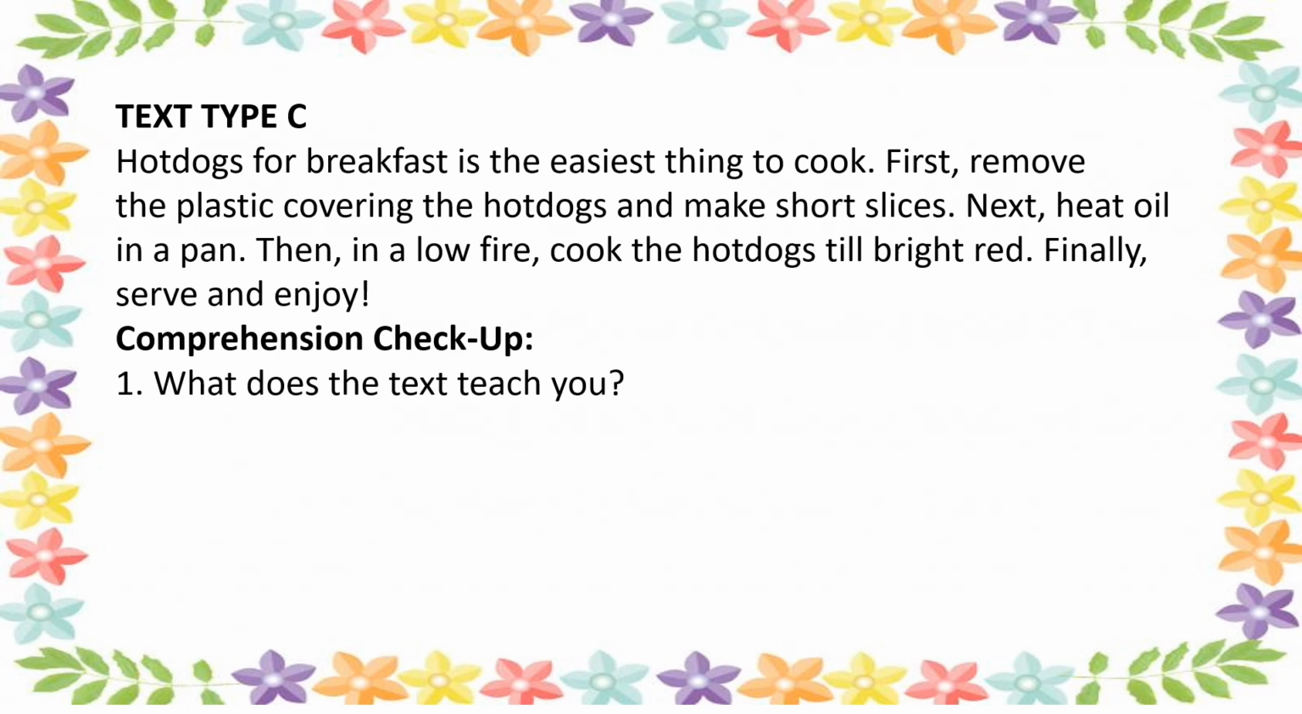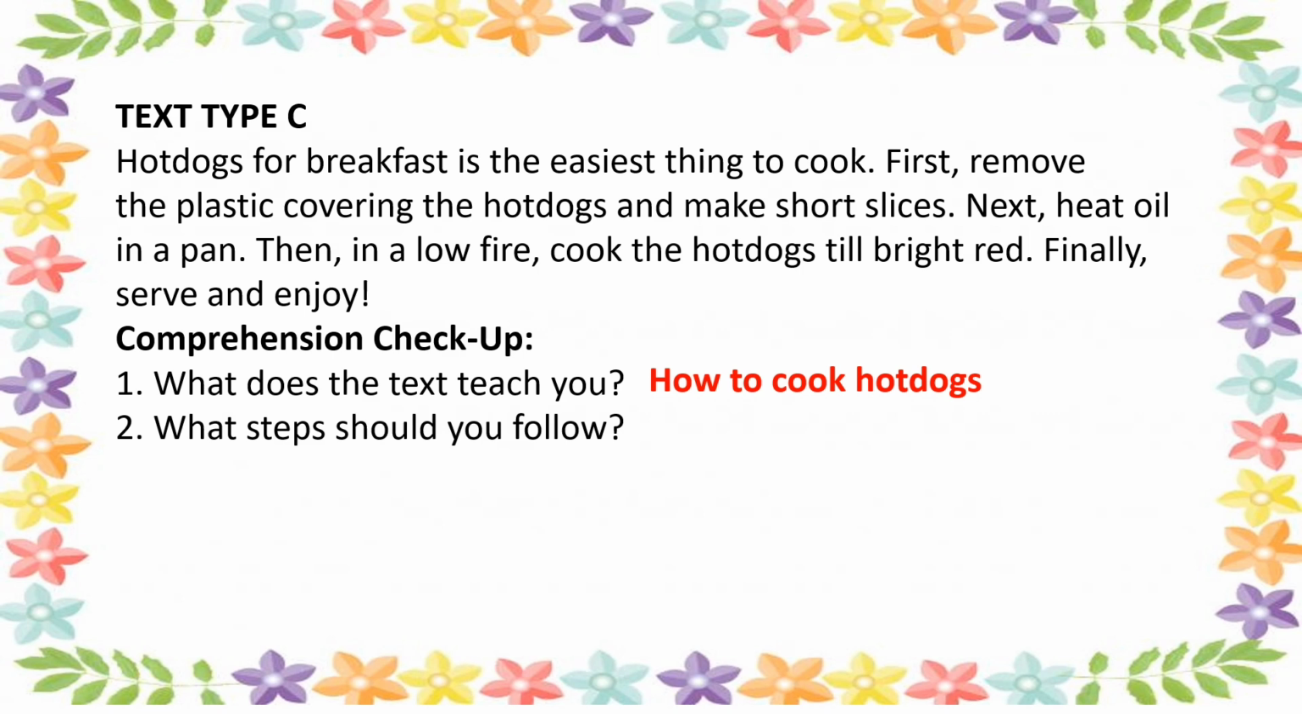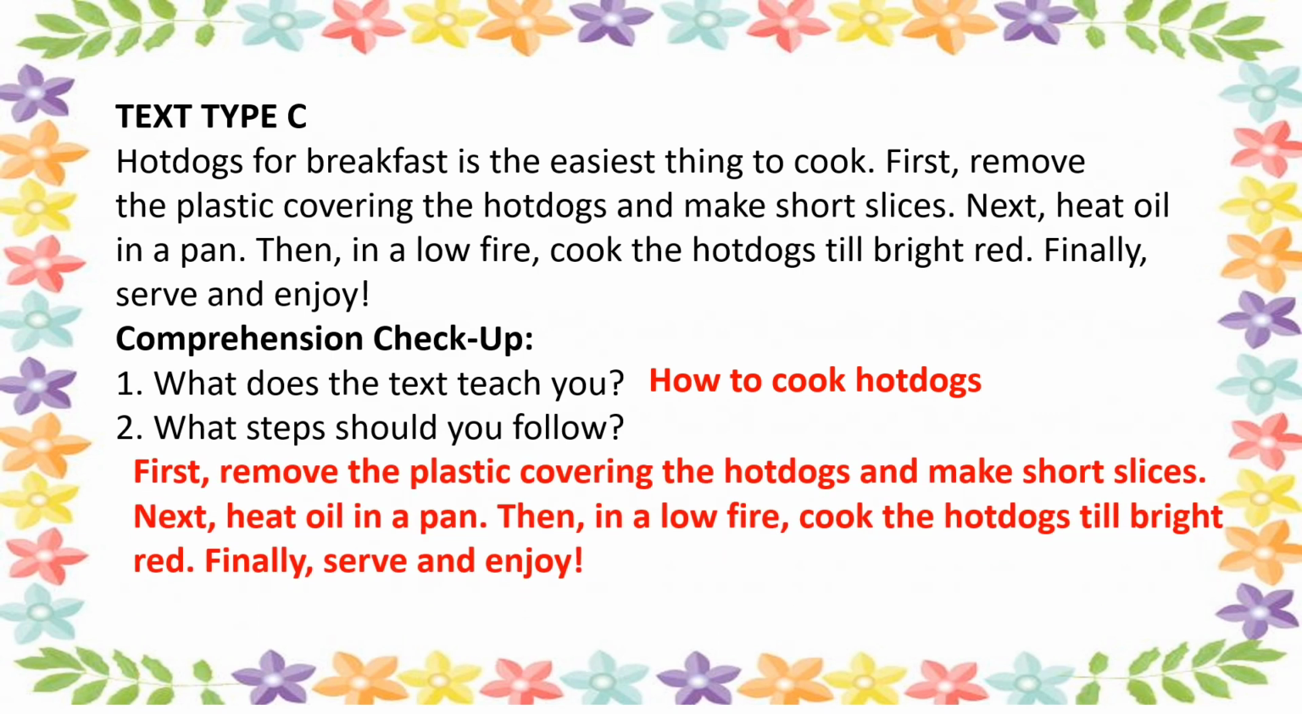Number 1. What does the text teach you? It teaches how to cook hot dogs. Number 2. What steps should you follow? First, remove the plastic covering the hot dogs and make short slices. Next, heat oil in a pan. Then, on low fire, cook the hot dogs till bright red. Finally, serve and enjoy.